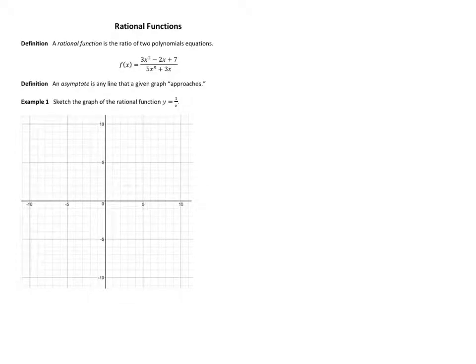A rational function is defined as the ratio of two polynomials. So here we have an example of one, f of x, where there's a polynomial in the numerator and the denominator, and ratio just means we're dividing those two things. Let's try to figure out what the graphs of these equations look like.